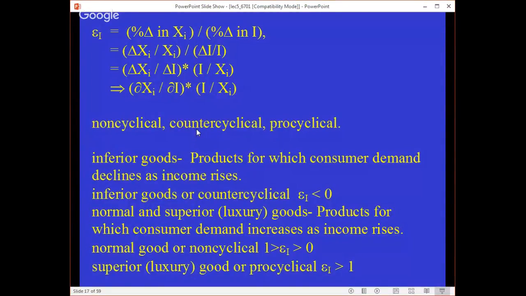A normal or superior good, on the other hand, has an income elasticity that is positive. For normal goods, in general, we think of the income elasticity being between 0 and 1, right? And for macroeconomic trends, that's basically non-cyclical. In other words, the demand for that product doesn't change much.